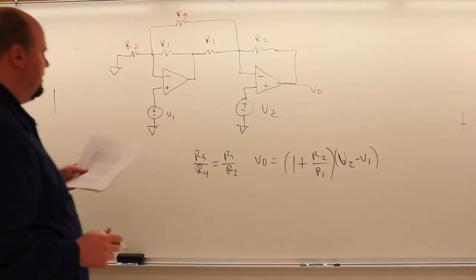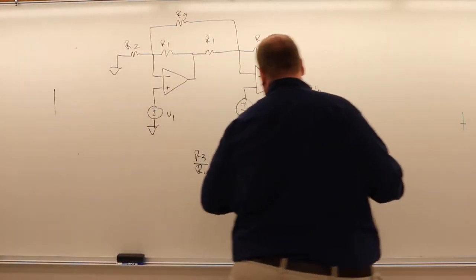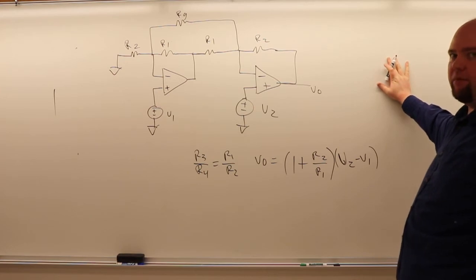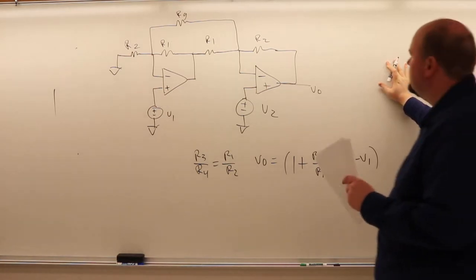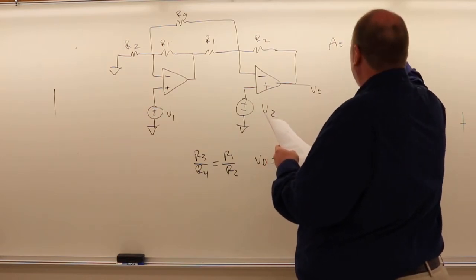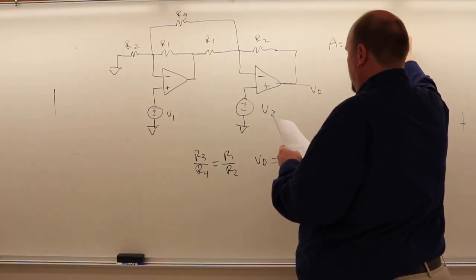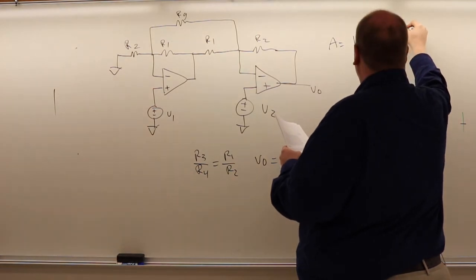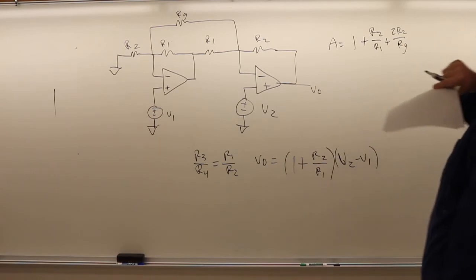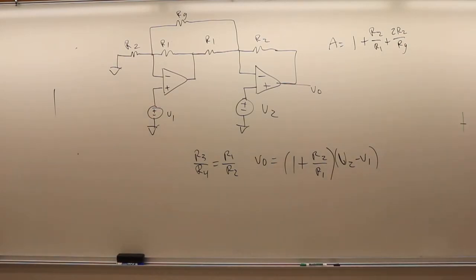And for this circuit, there's another problem that you'll do. It's good practice to do too, but it'll take up a little more time than would make this video feasible. If you want to derive this, it is one of the problems in the book, and I think it's one of the problems in one of our assignments. But the overall gain of this amplifier structure is going to be 1 plus R2 over R1 plus 2 R2 over RG.